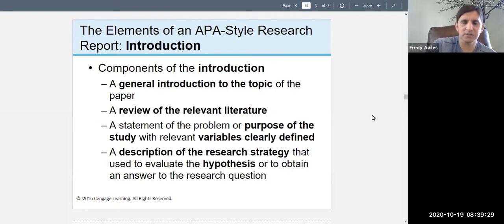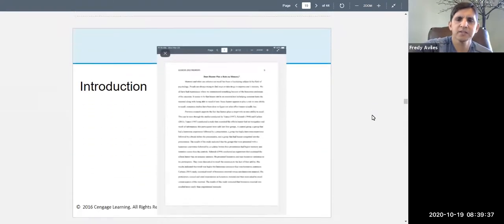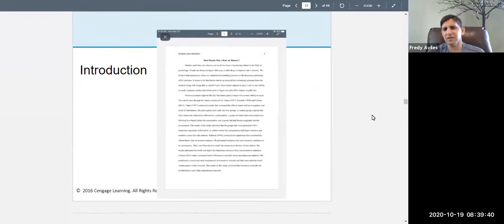But this is usually the longest part of your actual research report. Here's an example of an introduction. I don't think I'm going to show you the whole thing, but it's the longest part, okay? So again, you have the running head, you have the page number. The introduction would start on page 3.